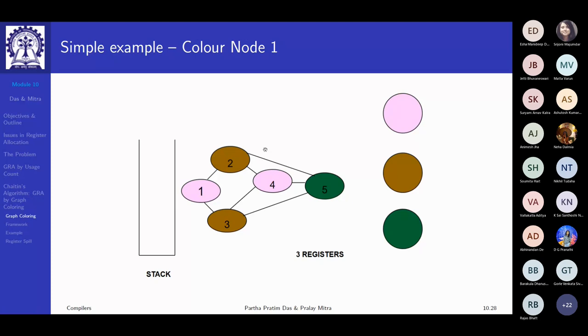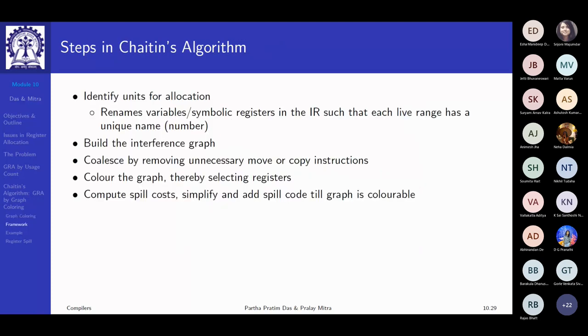So now I have a 3 coloring of this graph, and that is the basis for Chaitin's register allocation algorithm. Right? So what are the overall steps for the allocation? We will identify the units for allocation, and we will do one step in which we rename variables or make symbolic registers in the intermediate code such that each live range has a unique number.